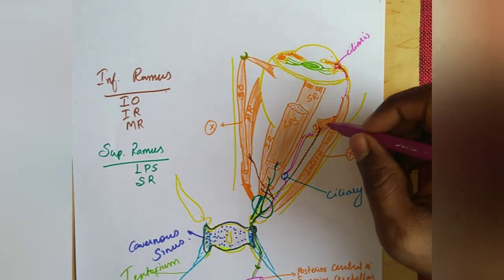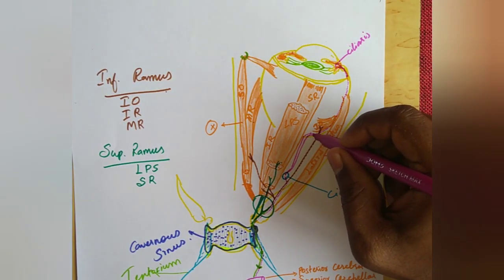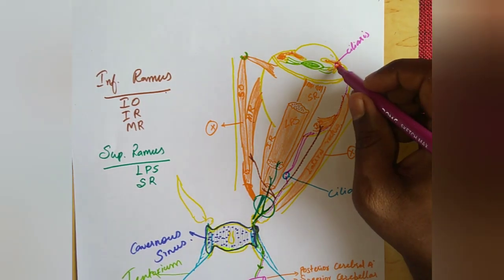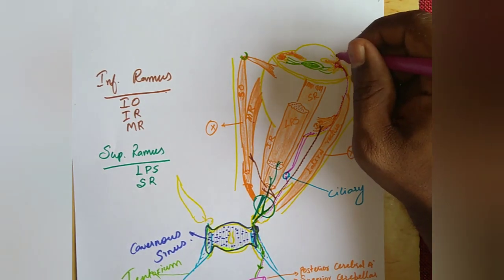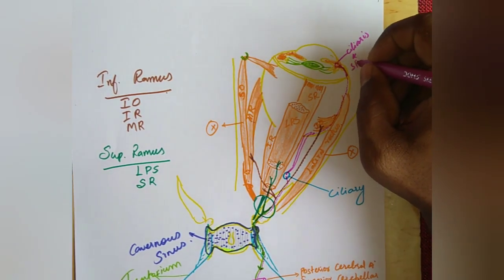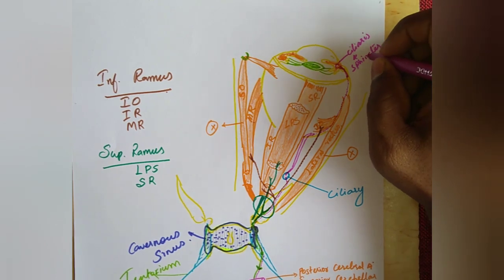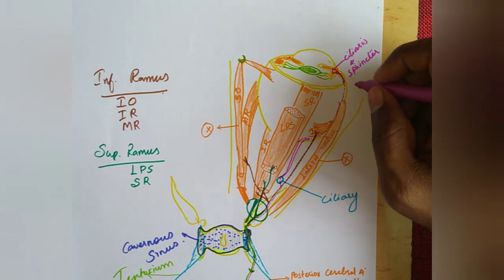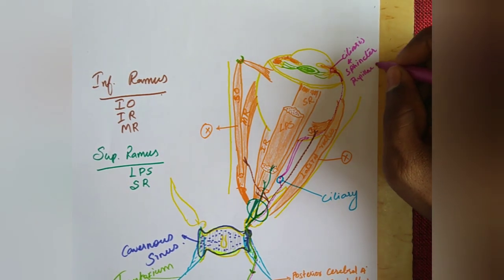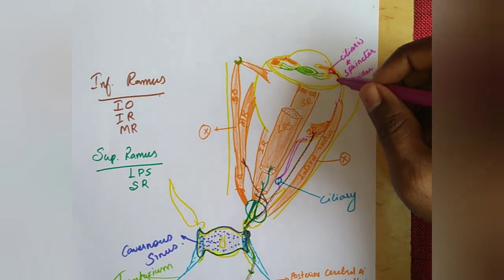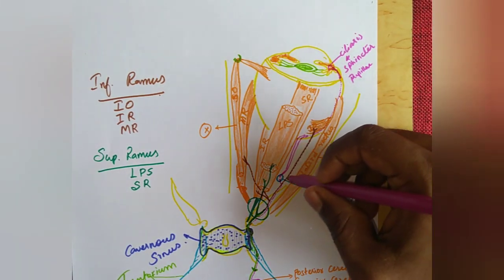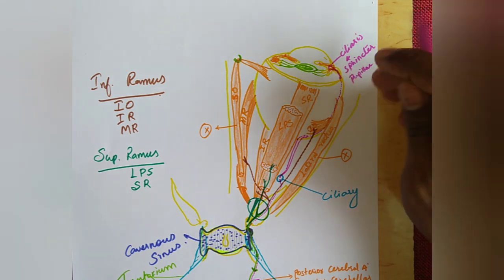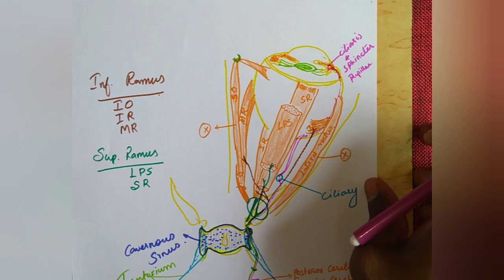It is passing via the short ciliary nerves, deep to the sclera, to travel anteriorly and end by supplying the ciliaris and sphincter pupillae. So this is about the parasympathetic fibers which are coming through the ciliary ganglia, which are also motor in function. So this is about the entire oculomotor nerve.